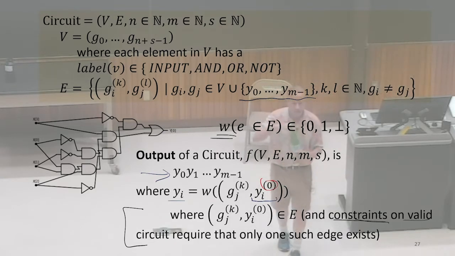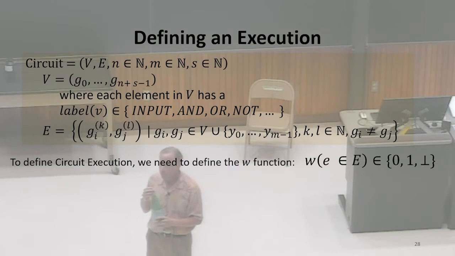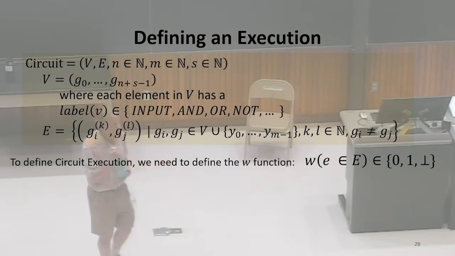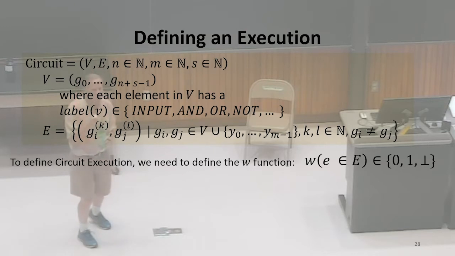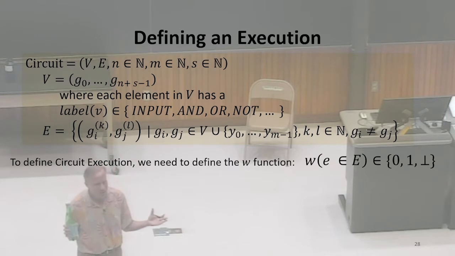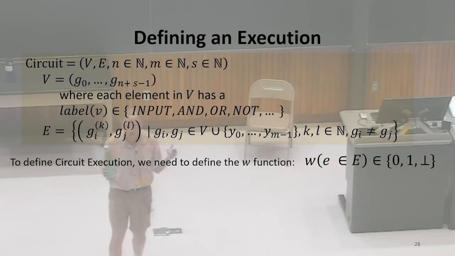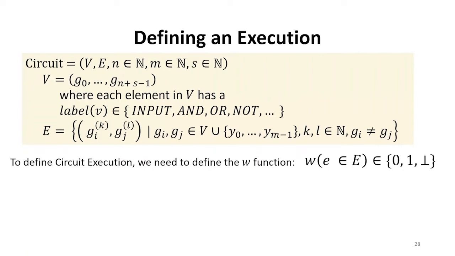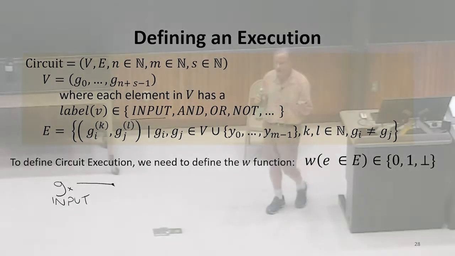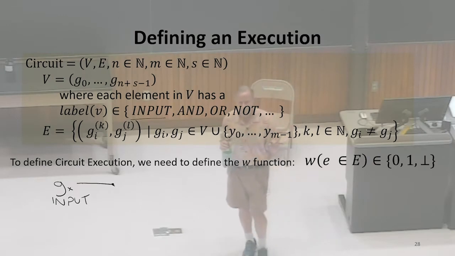Any ideas how to define it? So are there any special edges that we need to know the value of W for? Yeah? Yeah, good. Right, the input edges, we better have some magic way to know their value. The circuit's not going to tell us their value. They came from outside. The input's actually a gate. So the input is some gate that is labeled input. It doesn't have any edges into it. It has an edge out of it.